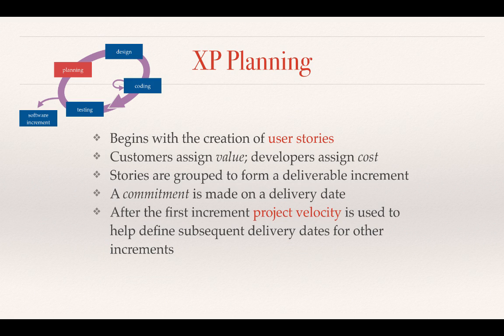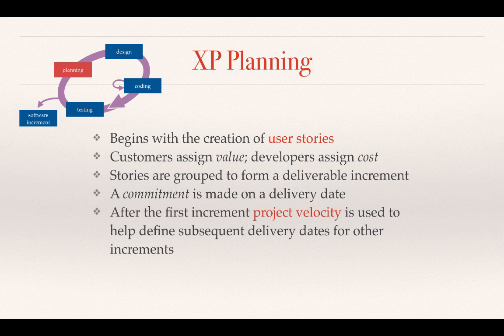An increment begins with requirements gathering, which is what the user stories here are referring to. The idea is that you ask the customers and potential users to come up with stories or scenarios about how someone would use the system. These stories then become your requirements.